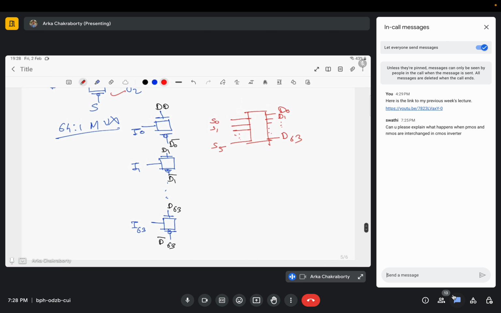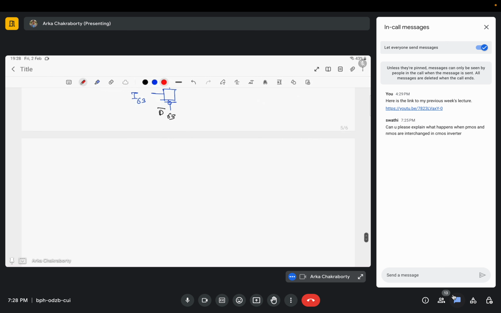Swati is asking, can you please explain what happens when PMOS and NMOS are interchanged in a CMOS inverter? Sure, I can explain. I hope this question is not part of your assignment. Let me explain what happens. So basically what you are saying is this circuit.